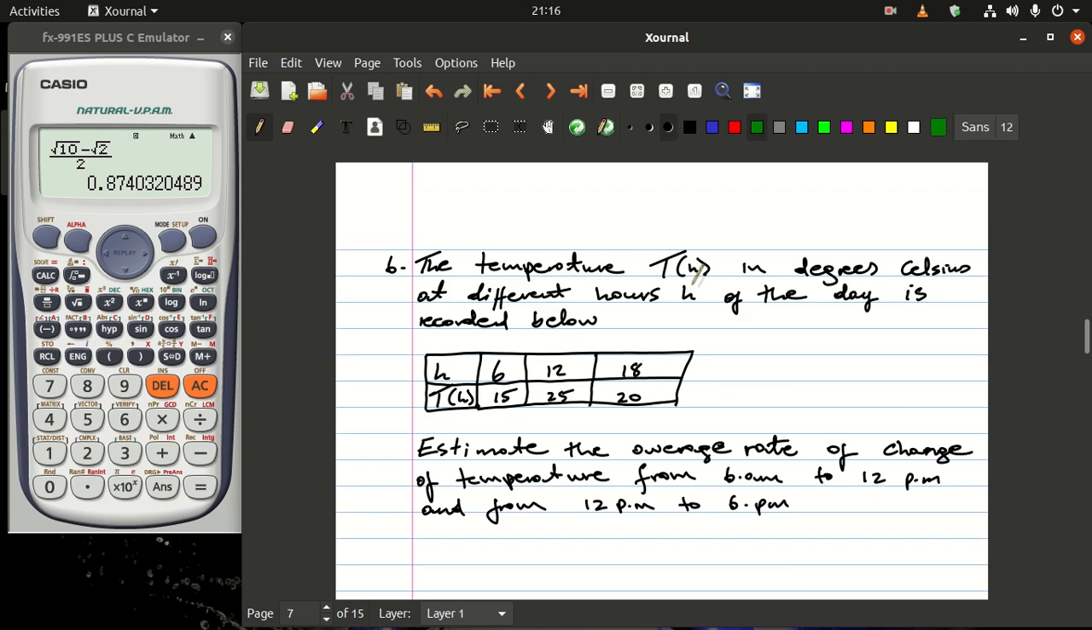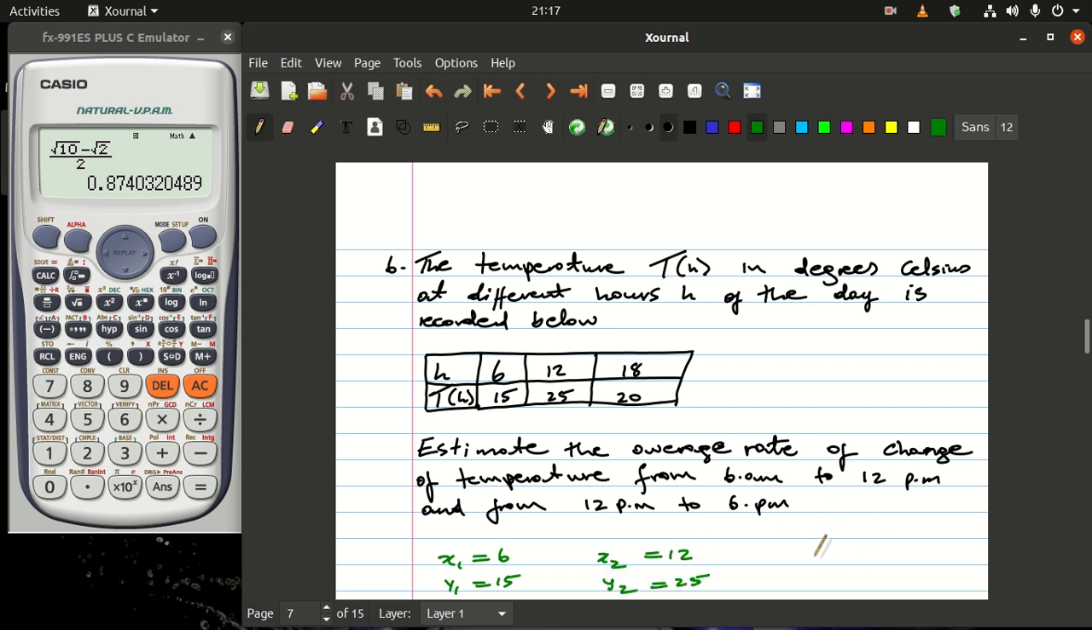Another example would be: the temperature T of H in degrees Celsius at different hours H of the day is recorded below. You have 6 hours, this is the temperature, and after 12 hours you have this, and then after 18 hours you have that. Estimate the average rate of change of temperature from 6 a.m. to 12. So here I want my x1 to be equal to 6, because 6 a.m. means that we're still at 6 hours. Then my y1 would be equal to the output there, which is 15 degrees. And then my x2 is the final input here, which is 12 p.m.